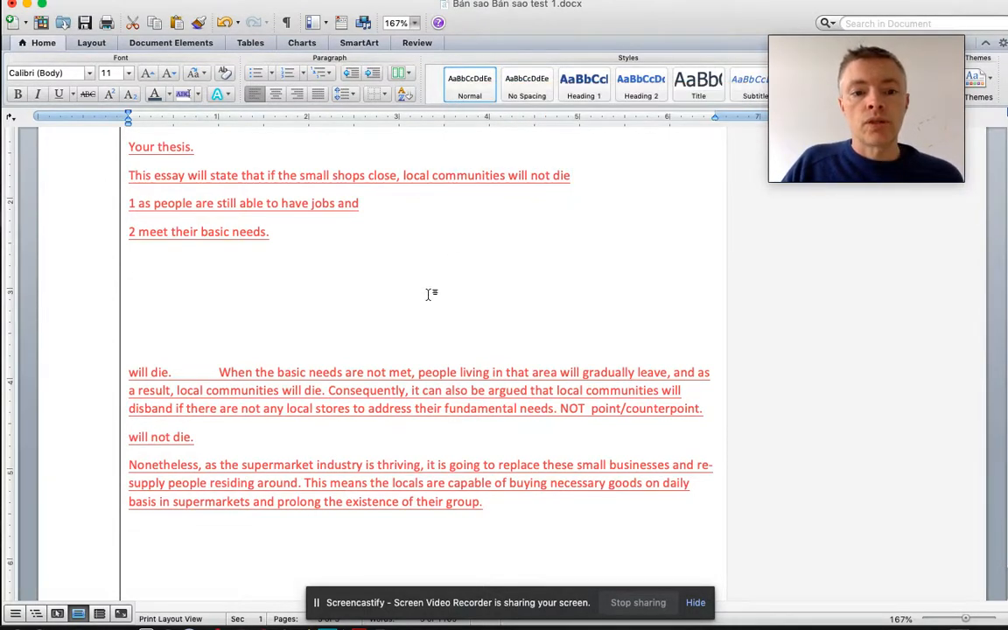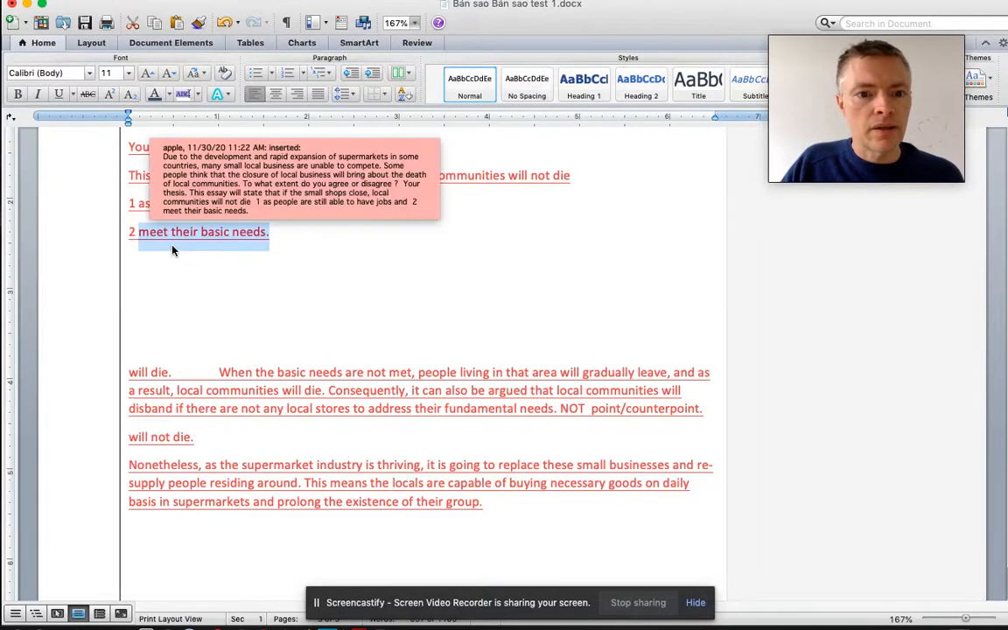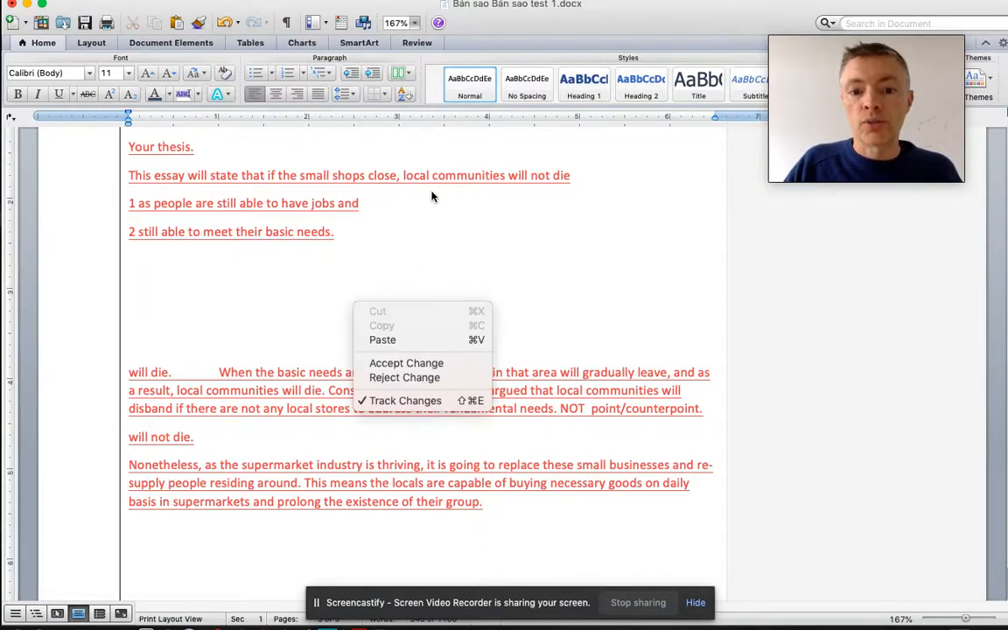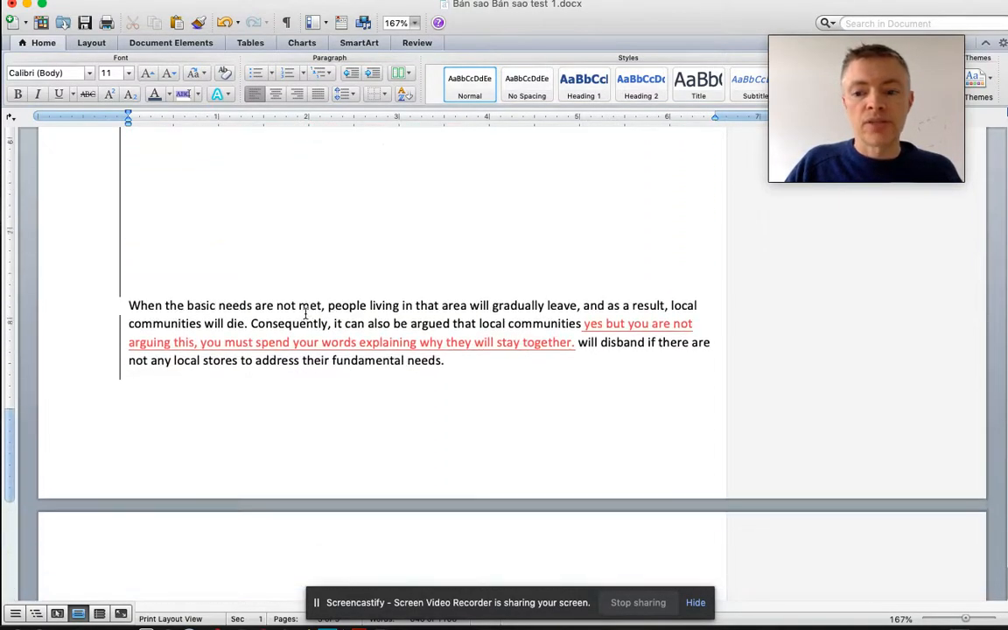So you have to explain because the people are still able to, so here, sorry, we'll just put this written like that, still able to meet their basic needs. So that means that the communities won't die. So you have to explain fully why the communities will not die, why this reason shows communities will not die.